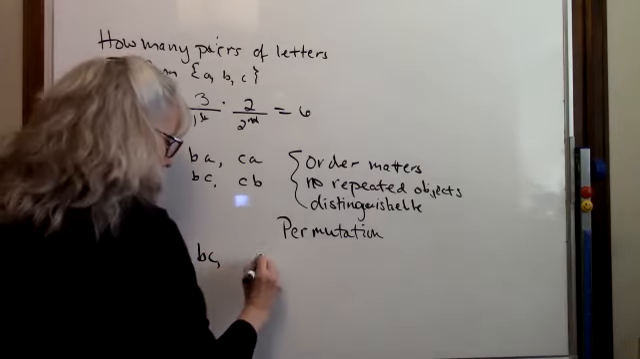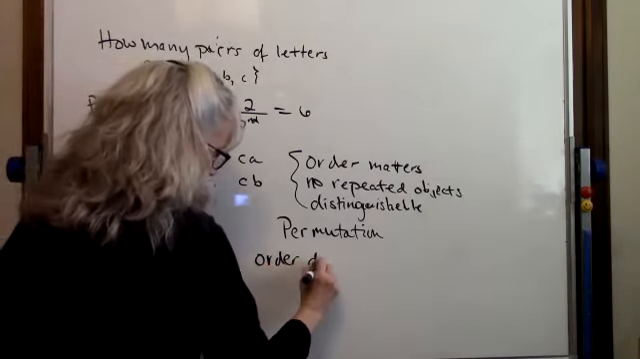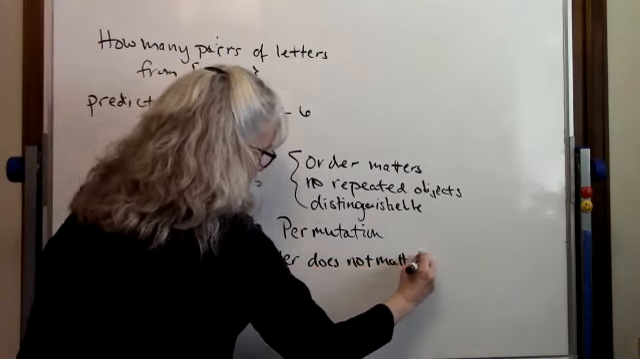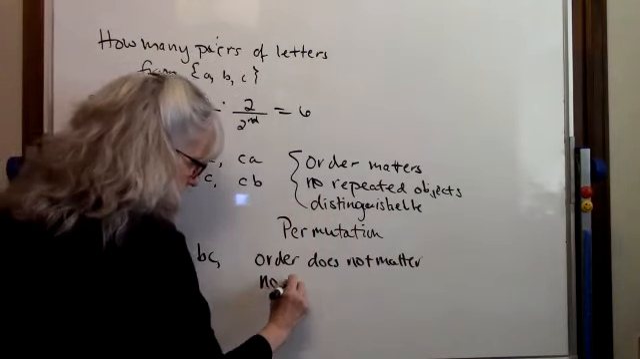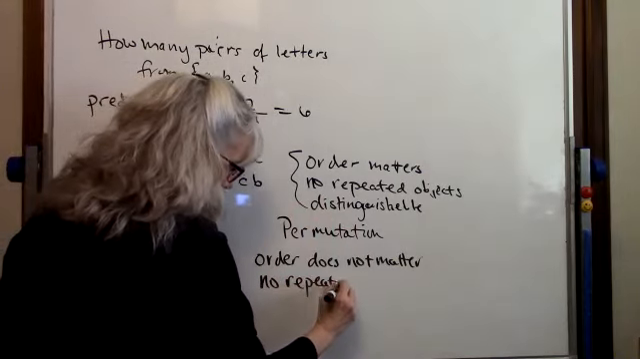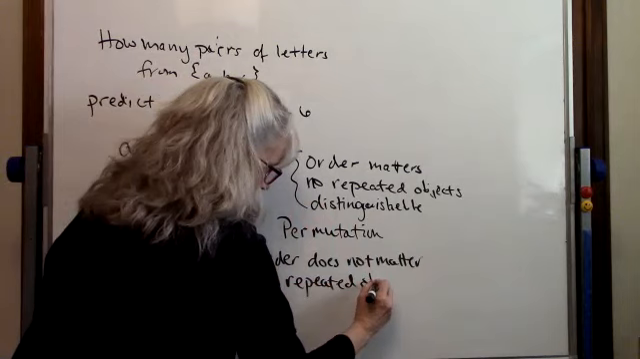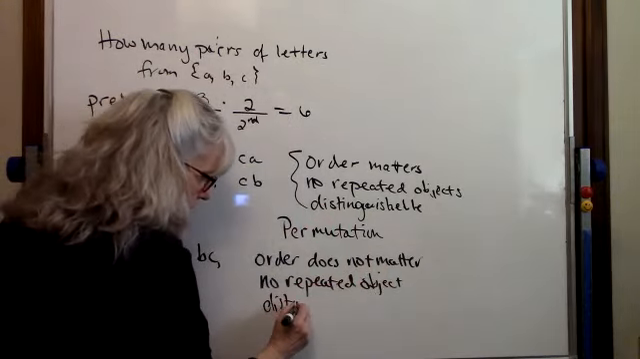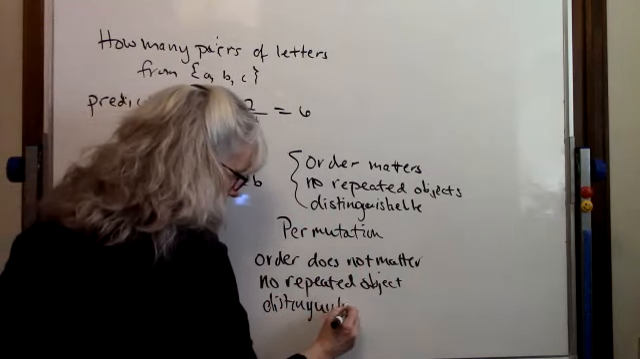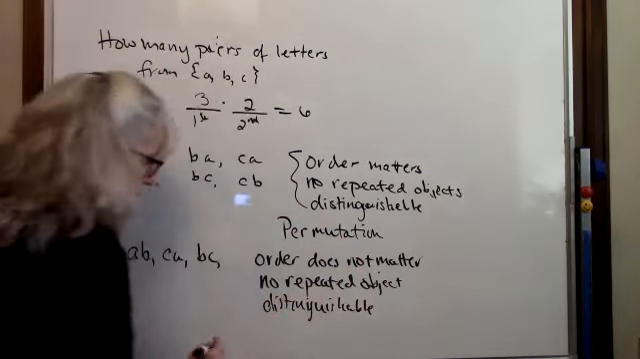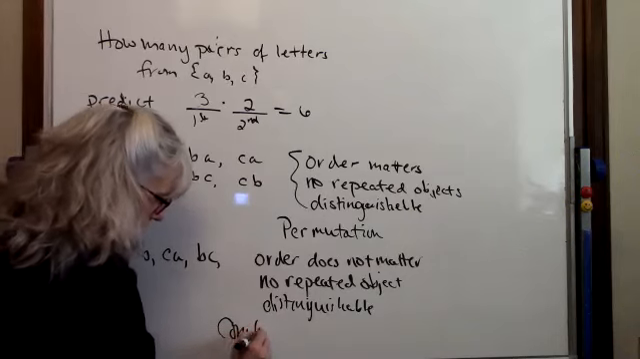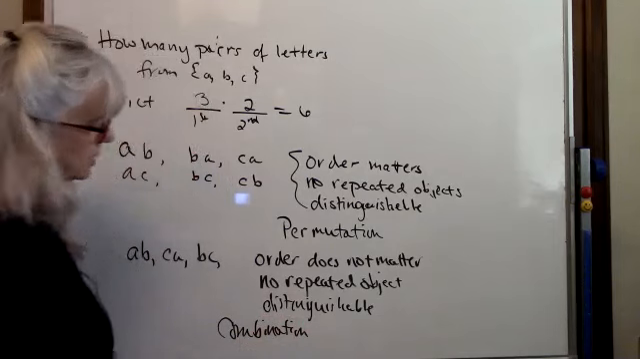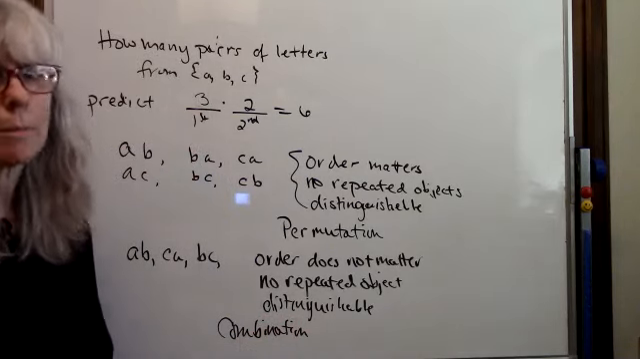So if order does not matter, there are still no repeats. And they are still distinguishable. You can tell the difference between them. Then it's a combination. So when order matters, it's a permutation. When order does not matter, it's a combination.